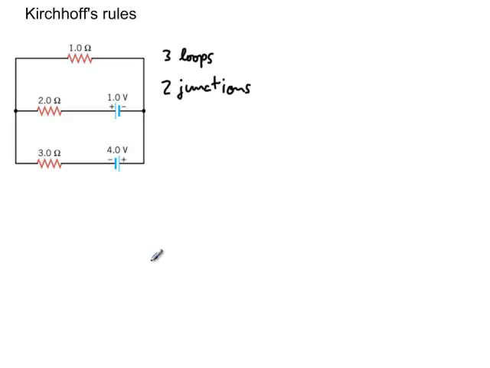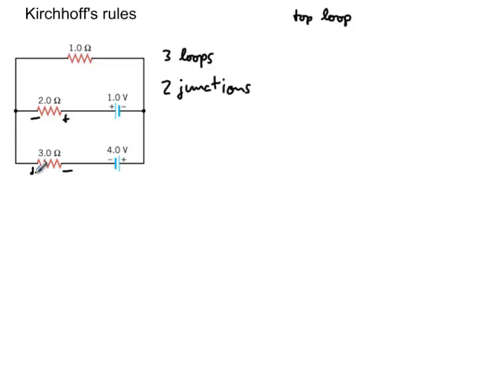There we go. Okay, I'm going to use the top loop to begin with. But before I do that, I should label these here. This resistor here probably very likely is going to have plus minus like this. This one here is going to have minus plus.